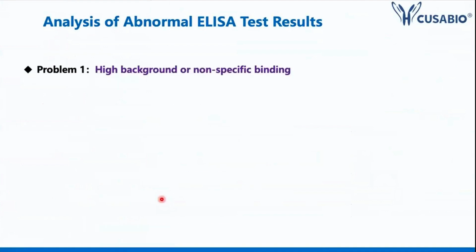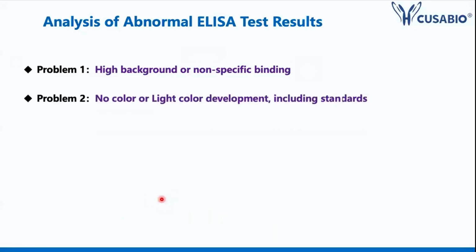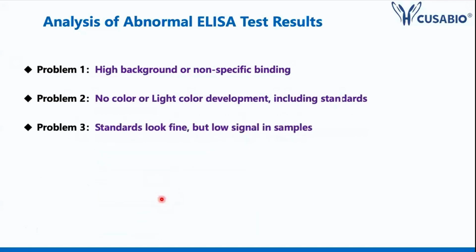that people may find in their ELISA experiment in reality. Problem 1 is: what about my whole plate having very high signal? Meaning there's high background or non-specific binding. And then problem 2 is the opposite. What about when there's no color or light color development, including my standards, across the whole plate? And problem 3 is that the standards look fine, but why is the signal in my samples pretty low? What happened to it?